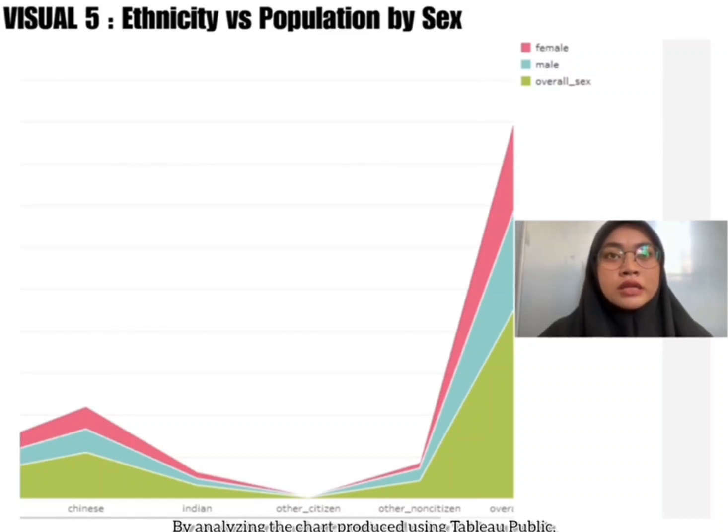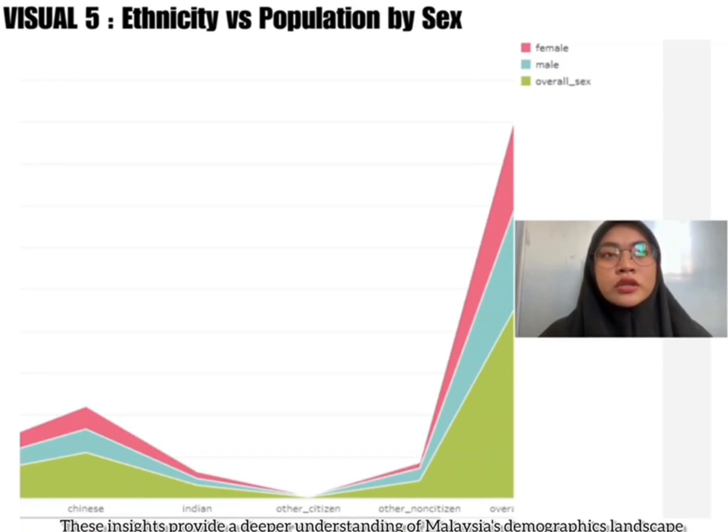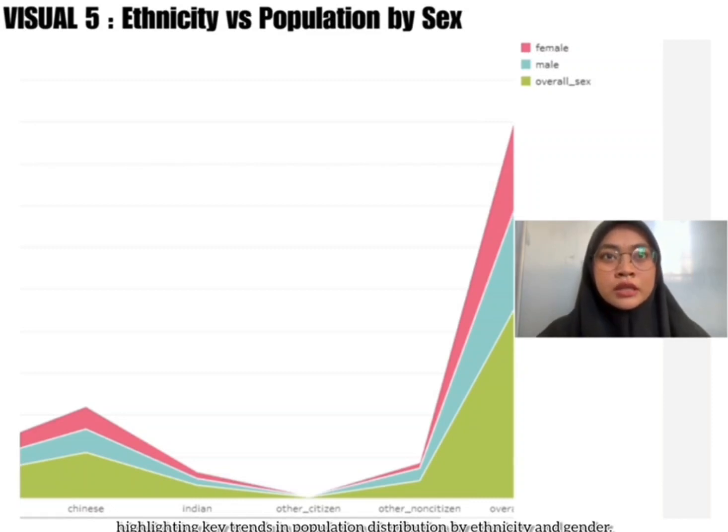By analyzing the chart produced using Tableau Public, the process to interpret the data trend and pattern over time is easier and faster. In conclusion, the stacked area chart reveals the ethnic group dynamic, gender analysis, and overall population dynamic. This insight provides a deeper understanding of Malaysia's demographic landscape, highlighting key trends in population distribution by ethnicity and gender.